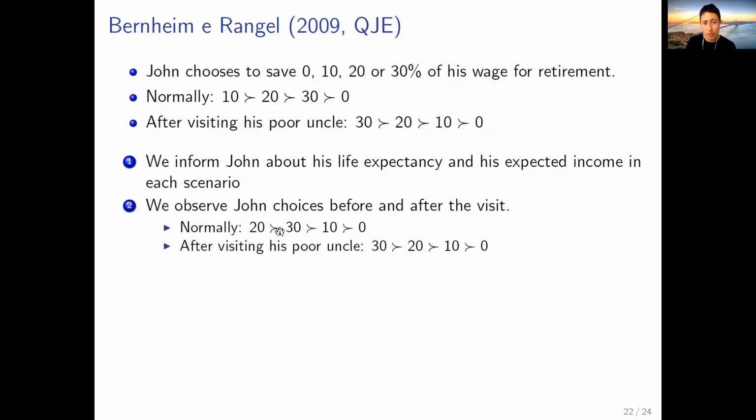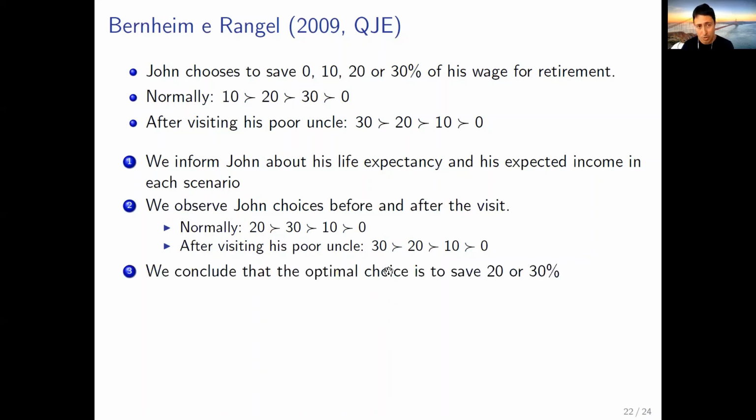Let's say that normally he prefers to save 20 then 30, 30 then 10, and 10 then 0. And after visiting his poor uncle, he prefers to choose 30 then 20, 20 then 10, and 10 then 0. So you see here that because we gave him this information, he flipped his choice from before visiting his poor uncle. Now, there's still some inconsistency between what he does before and after visiting his poor uncle.